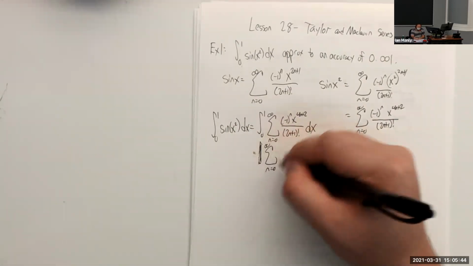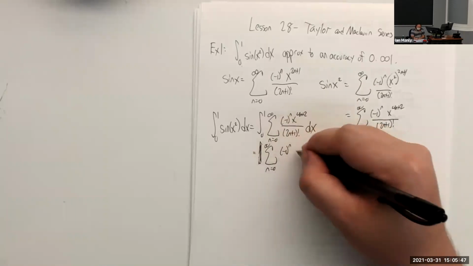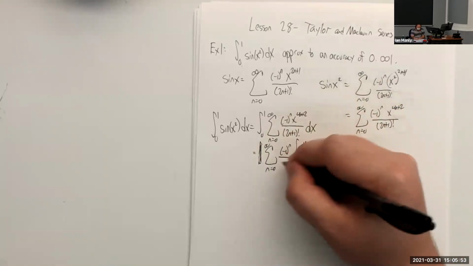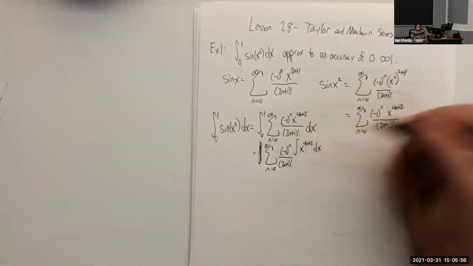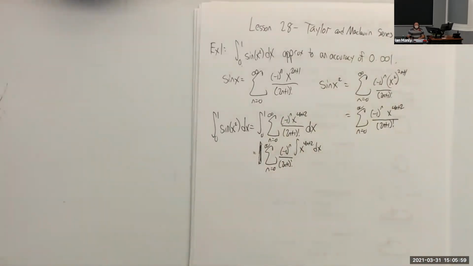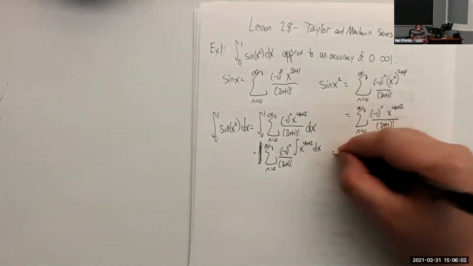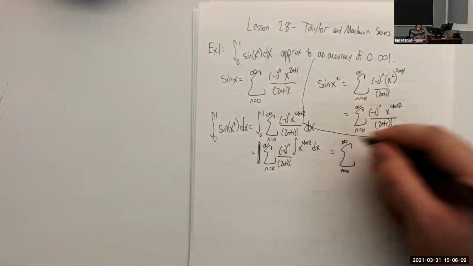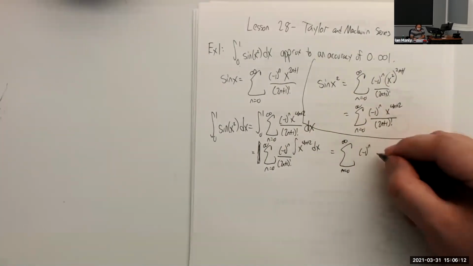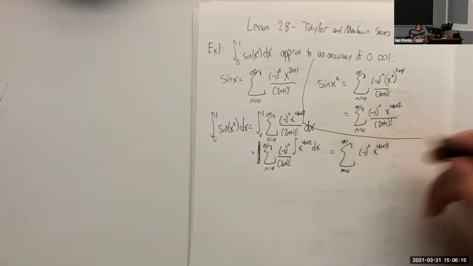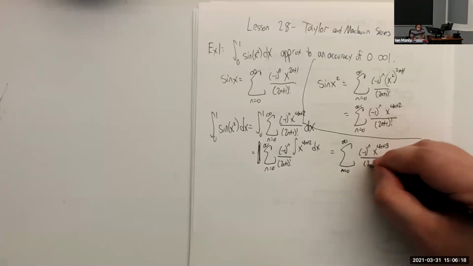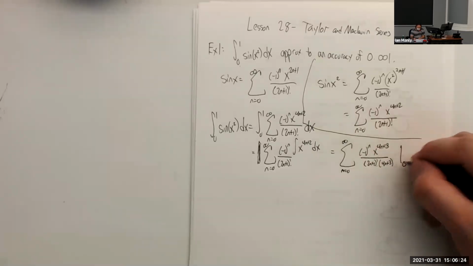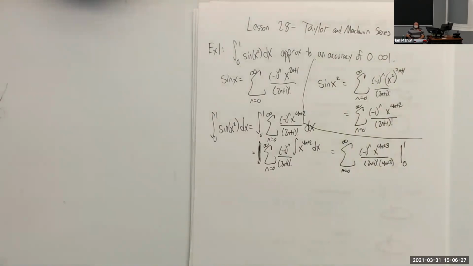So this will turn into the sum from 0 to infinity of negative 1 to the n, and then we have the integral of x to the 4n plus 2. All right, and then all we need to do here is just do the power rule on x to the 4n plus 2. So this will be the sum from 0 to infinity of -1 to the n, x to the 4n plus 3 divided by 2n plus 1 factorial, and then times 4n plus 3. And this integral goes from 0 to 1 right here.